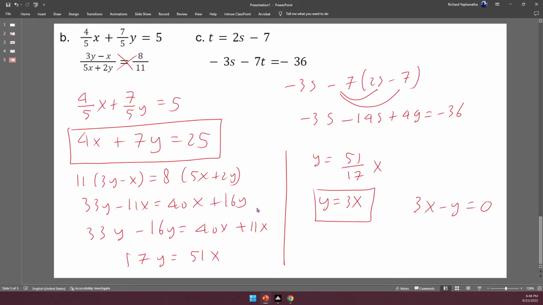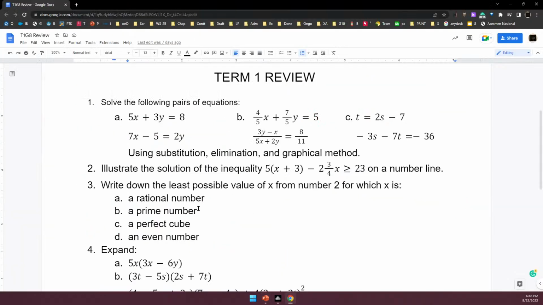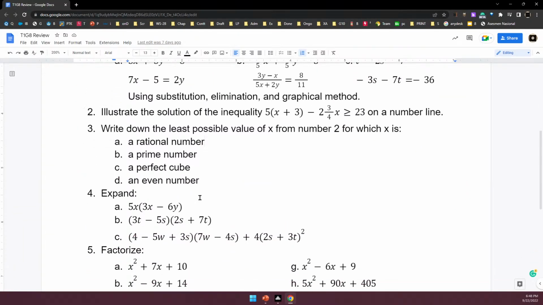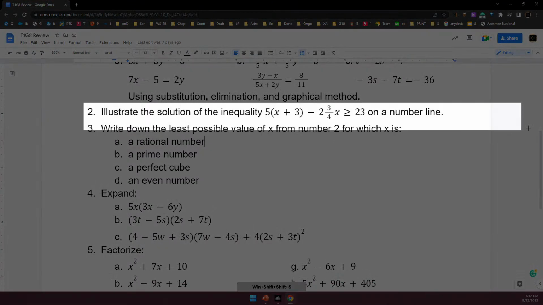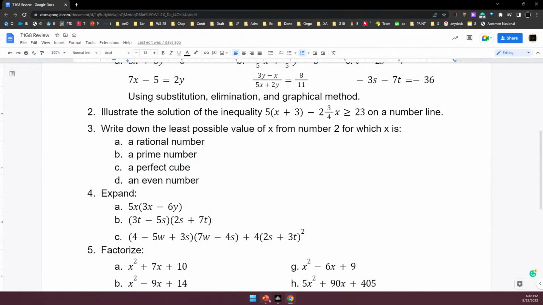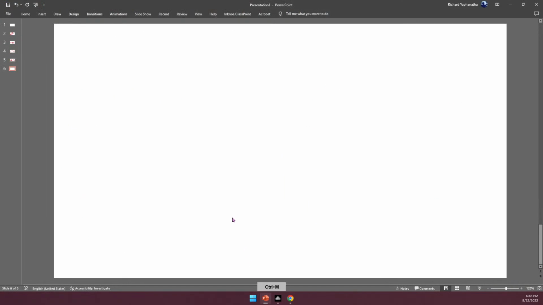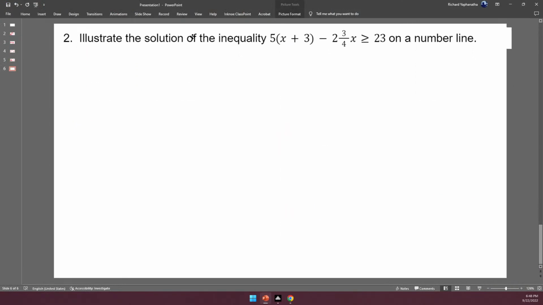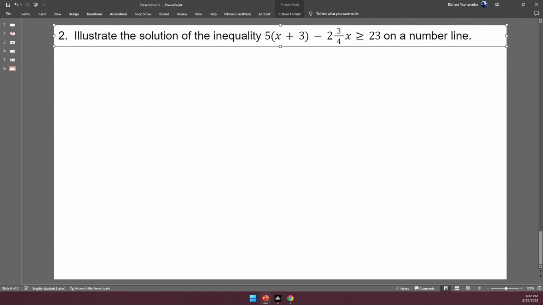Okay, so let's move on to number 2. We want to screenshot this one, and then we move back here, making a new slide. Okay, let me share the link of this one first.